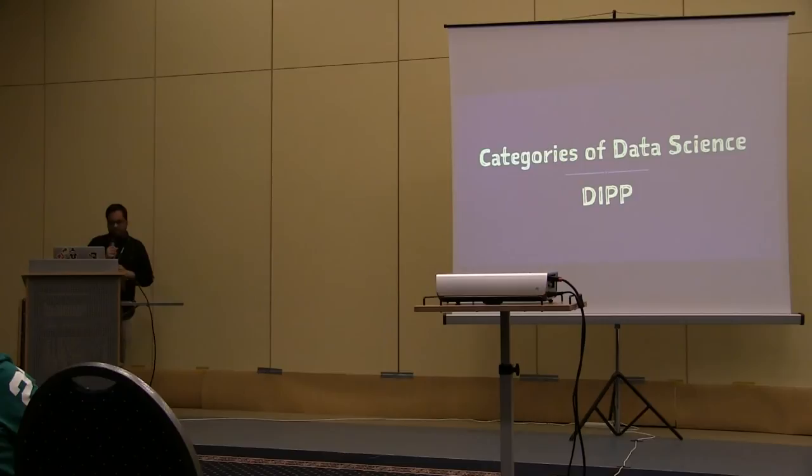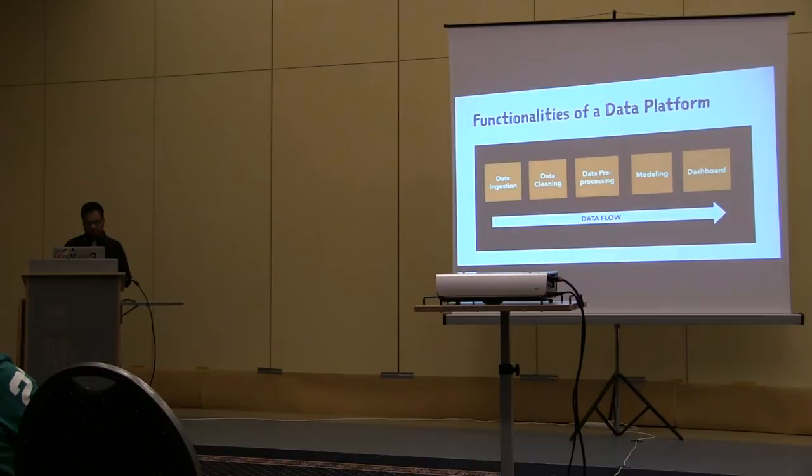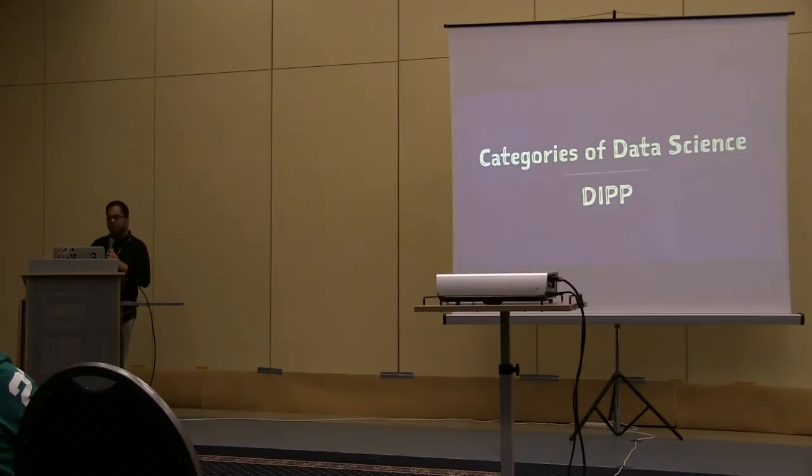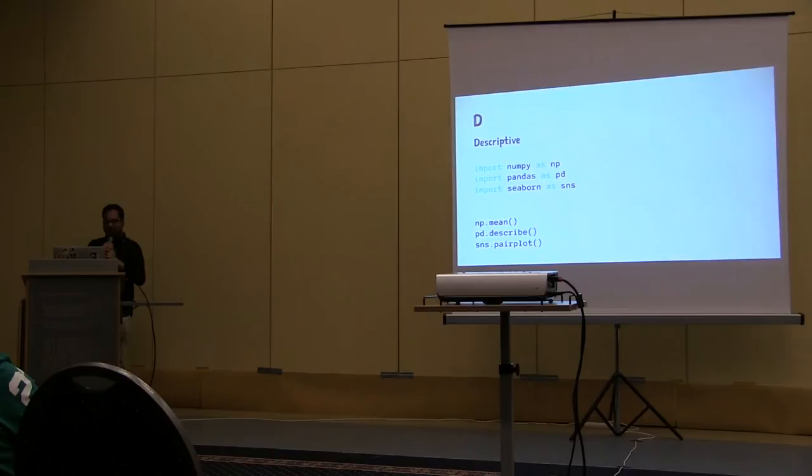So now when we talk about a data platform, what are the different kinds of output that can come from a particular data platform? It can broadly be categorized by this, we call this the DIPS index. So we'll talk more about what that is. D stands for descriptive analytics.